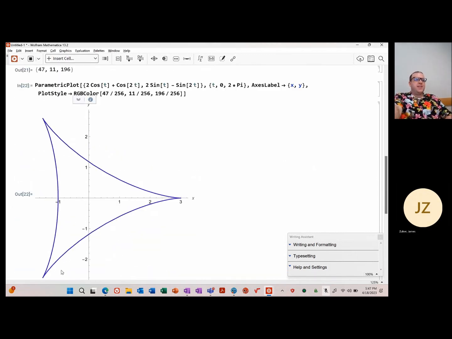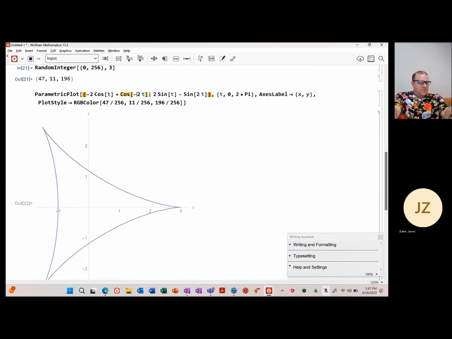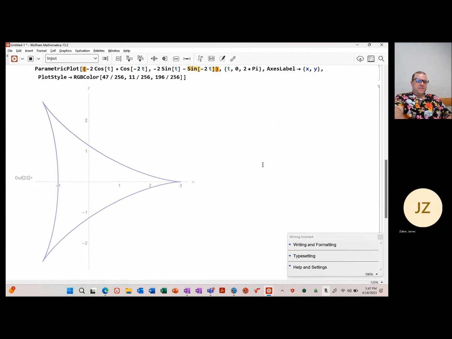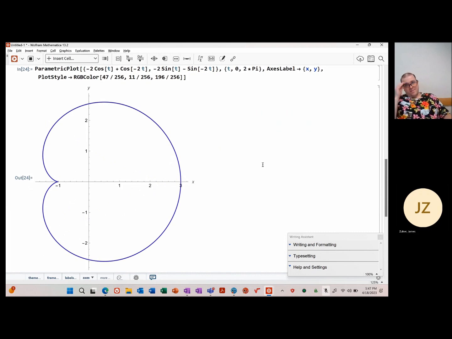Now what happens if the 2 becomes a -2? All of the 2's become -2's instead. Be a sideways apple. Missing its stem.